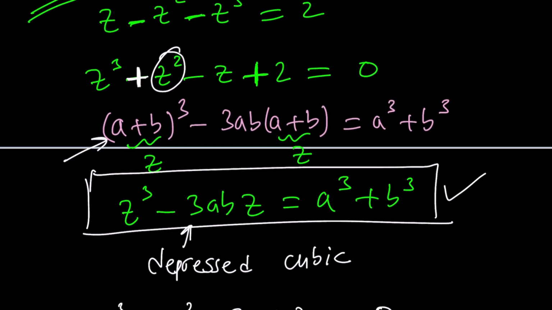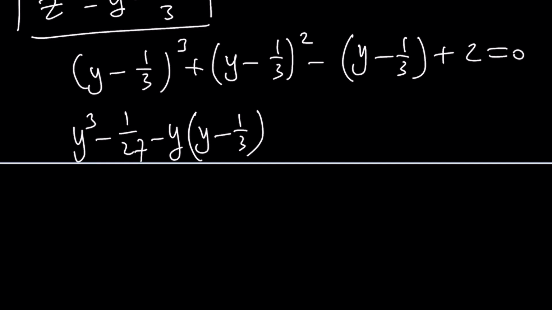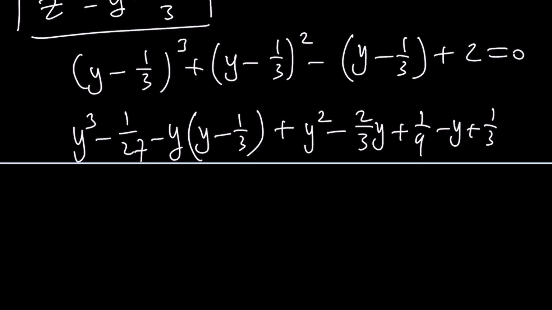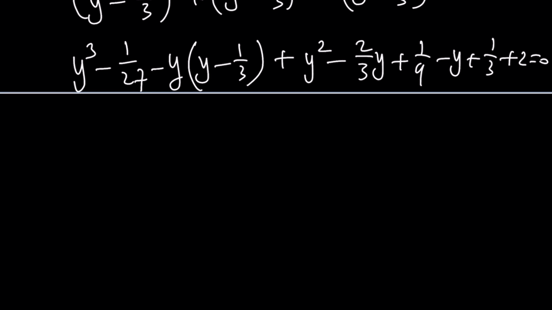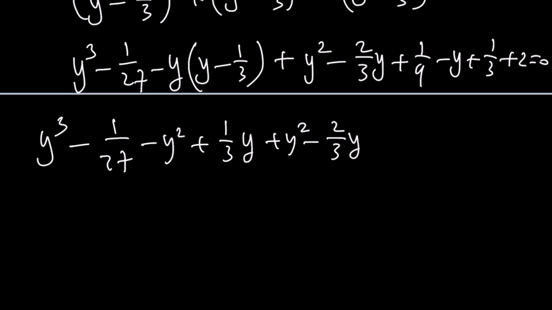Anyways, same idea. So I'm going to write this as y cubed minus 1 over 27 minus 3 times that, which is y, multiply y minus, I don't know. I've just gotten used to writing it that way. This one is y squared minus 2 over 3y plus 1/9, and the minus y plus 1/3 plus 2 equals 0. Beautiful. Now we're going to get the following. Y cubed minus 1 over 27 minus y squared plus 1 over 3y plus y squared minus 2 over 3y plus 1/9. That's a lot of terms, right? Plus 1/3 plus 2 equals 0.